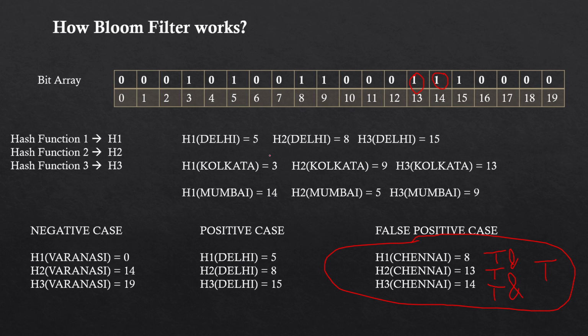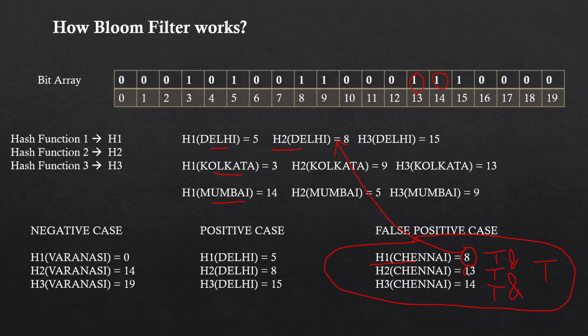But till now we never processed Chennai. When we created this list, we only added Delhi, Kolkata and Mumbai. We never added Chennai to our list. So how come it's saying that Chennai is present in our list? It's because all these bits are set. Now how was 8 set? 8 was set because it came from hash function h2 of Delhi. So there was a hash collision between h2 and h1's value, and both returned the same value when an element was passed to the function.